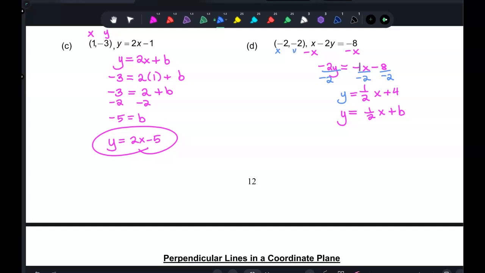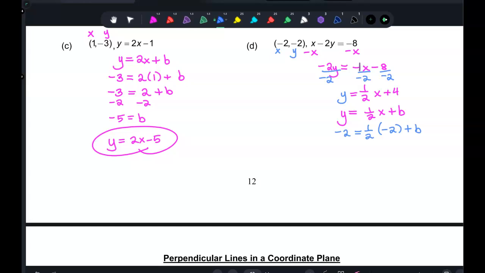So we have x and we have y. Okay, so now I'm going to plug in negative 2 for y. 1/2 times negative 2 plus b. So do you understand? We're taking this equation and we're replacing everything, but we have to figure out what the new value of b is.